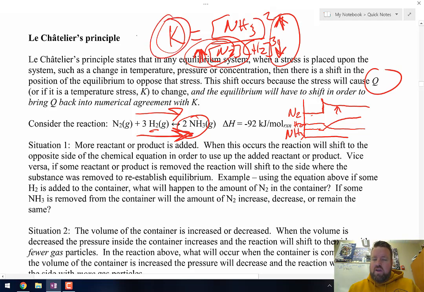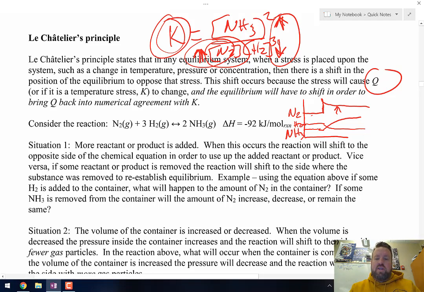So the key that you need to understand here is that when you add a reactant or a product or remove a reactant or product, Q is going to change, and when Q does change, you have to consider, what does it take for Q to get back to the equilibrium constant? Does it need to proceed to the right, to proceed to the left, etc.? Okay, but again, the equilibrium constant does not change. Okay, so here, if some reactant or product is removed, the reaction is going to shift to the side where the substance was removed to reestablish equilibrium.